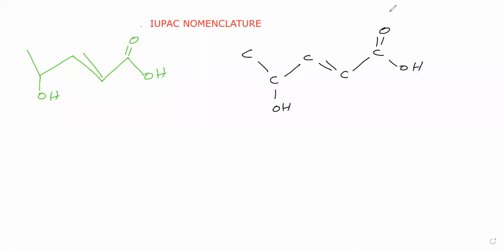At the numbering time, the carboxylic carbon we have to give number 1. Then this carbon number 2. Here number 3. The OH attached carbon is number 4. This last carbon is number 5. Here the substituent is OH. Therefore we say the prefix, that is hydroxy. Which hydroxy? 4-hydroxy. The hydroxy group is present at the 4th carbon. Therefore we say 4-hydroxy.